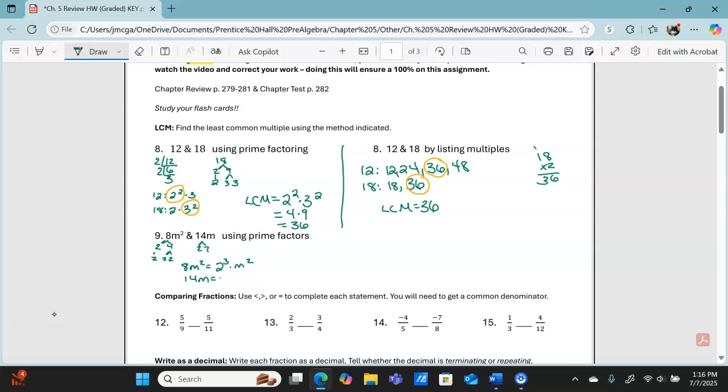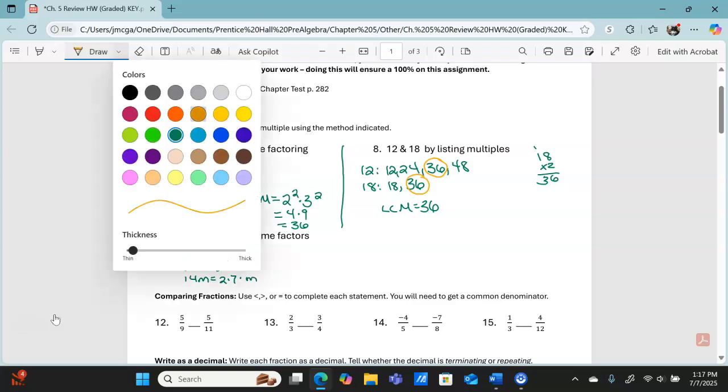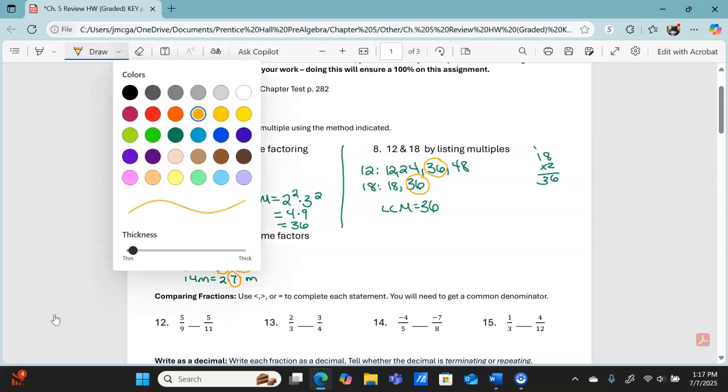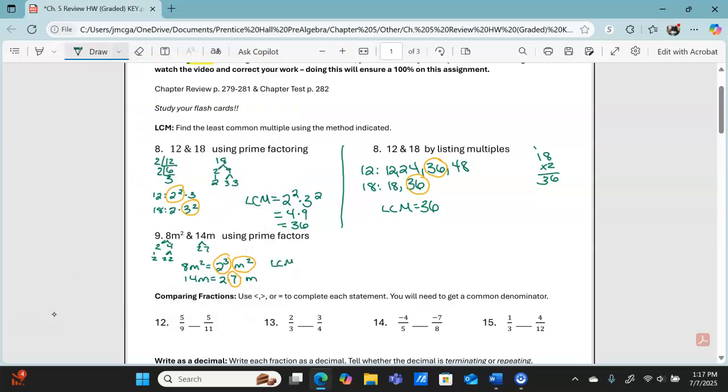So there's me doing the tree on that one. 2, 7, and m. So we line them up, we compete. So 2 or 2 cubed, I'm going to take 2 cubed. Nothing or 7, I'm going to take the 7. m or m squared, I'm going to take the m squared. And so my least common multiple is 2 cubed times 7 times m squared. 2 cubed is 2 times 2 is 4 times 2 is 8. So 2 cubed is 8 times 7 times m squared. I get 56m squared.